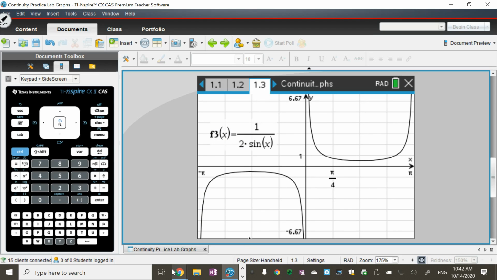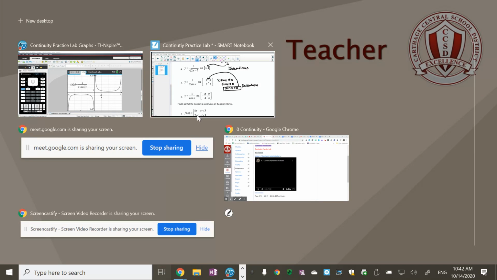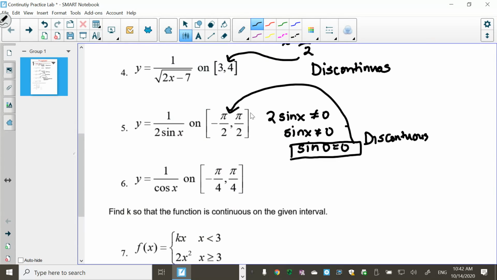Okay, so when I come back here, I see that it's discontinuous. I did the algebra because I know the sine of 0 is 0 in that interval. So I have to pick up my pencil, and that's where it doesn't exist, and so that's discontinuous on that interval.